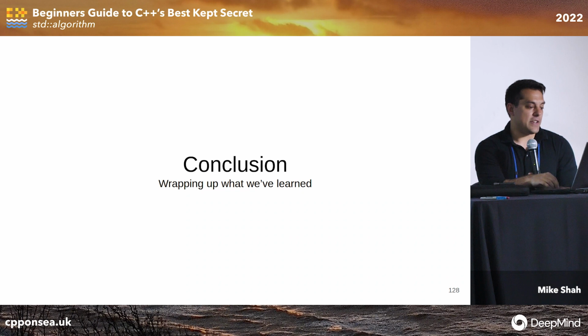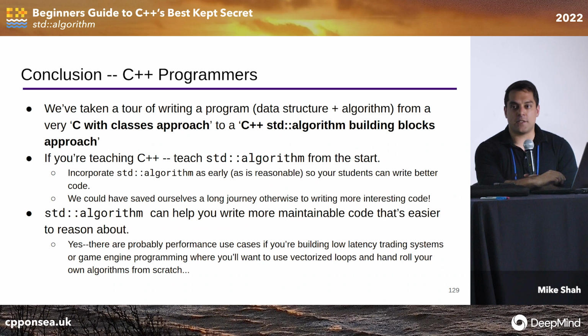The conclusion here, as we're wrapping up, is we've taken a tour, and I know it's a long tour in a way, going from writing a C with classes approach, a very old school way of learning or writing C++, to using our building blocks: standard algorithm, iterators. These sorts of things are an important part of the language so you can write better, more flexible code. So if you're teaching C++ or learning C++, try to start from here. I think it's going to make your journey much more pleasant, as much as is reasonably possible. Standard algorithm will hopefully help you write code that is much easier to maintain and reason about. And if you're not sure, you can do an example like we did today of writing two versions of the code and giving it to a colleague to see what they say.